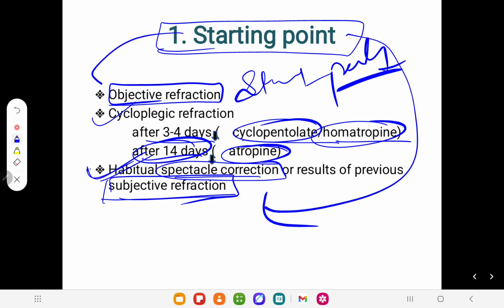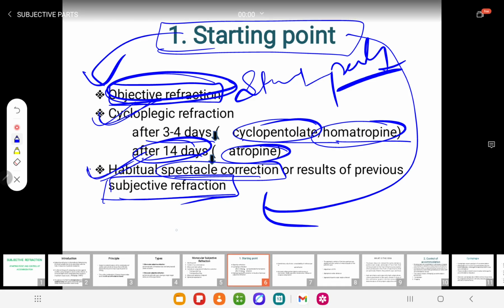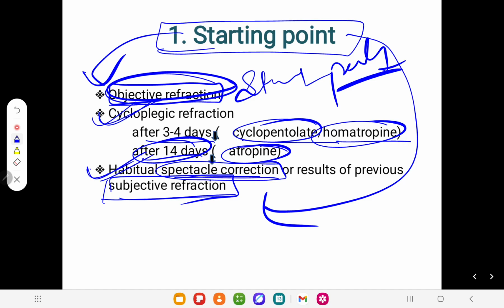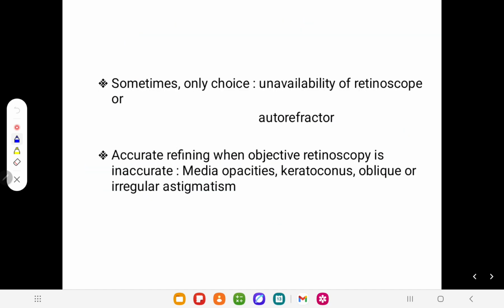The first starting point is always objective refraction. Objective refraction is that starting point. Second, psychophysical refraction is also part of objective refraction, isn't it? But this is another thing: the habitual spectacle correction, if he has a spectacle, or the value of subjective refraction you have from a previous record, then it can be a starting point. Okay.